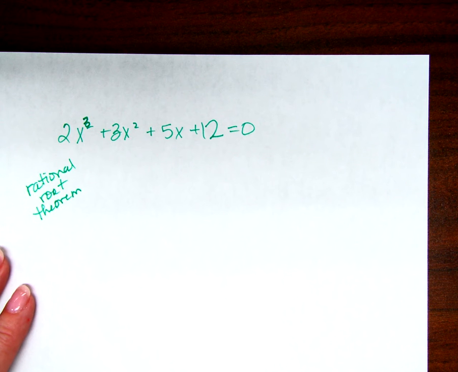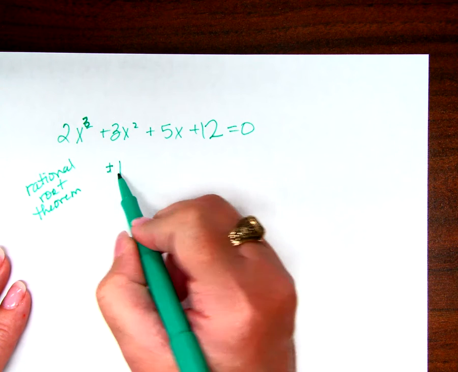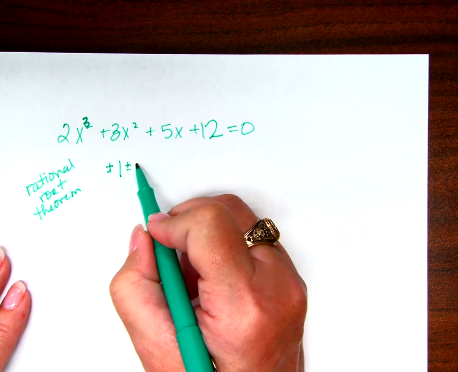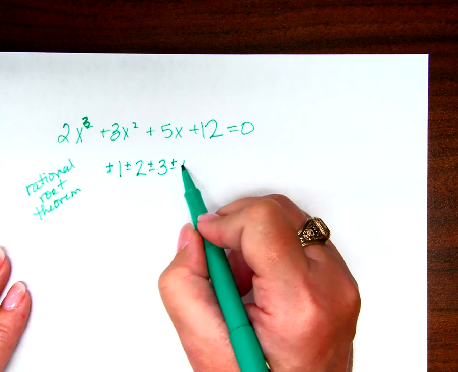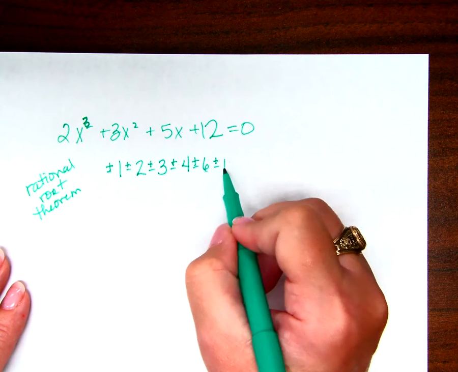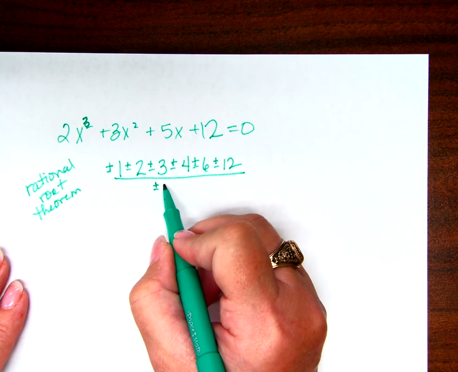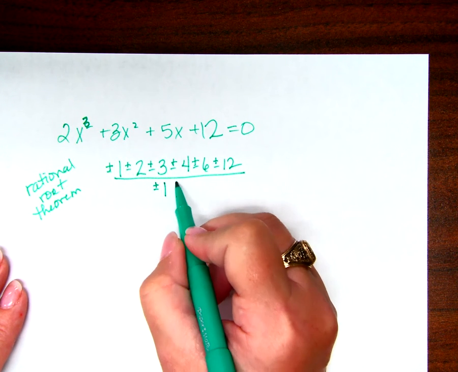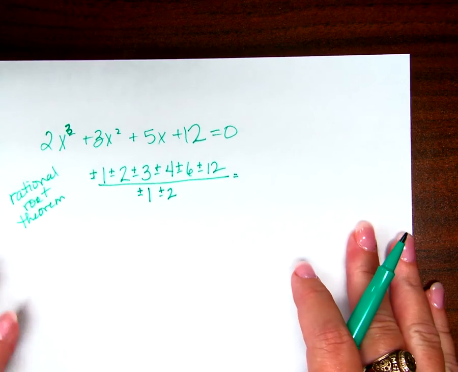I take all the factors of the constant and divide it by the factors of the leading coefficient, right? Well, what are all the factors of the constant? 1, 2, 3, 4, 6, and 12, right? Divided by the factors of the leading coefficient. What are the factors of 2? 1 and 2. So this time I have a little bit of an extra step here, don't I?